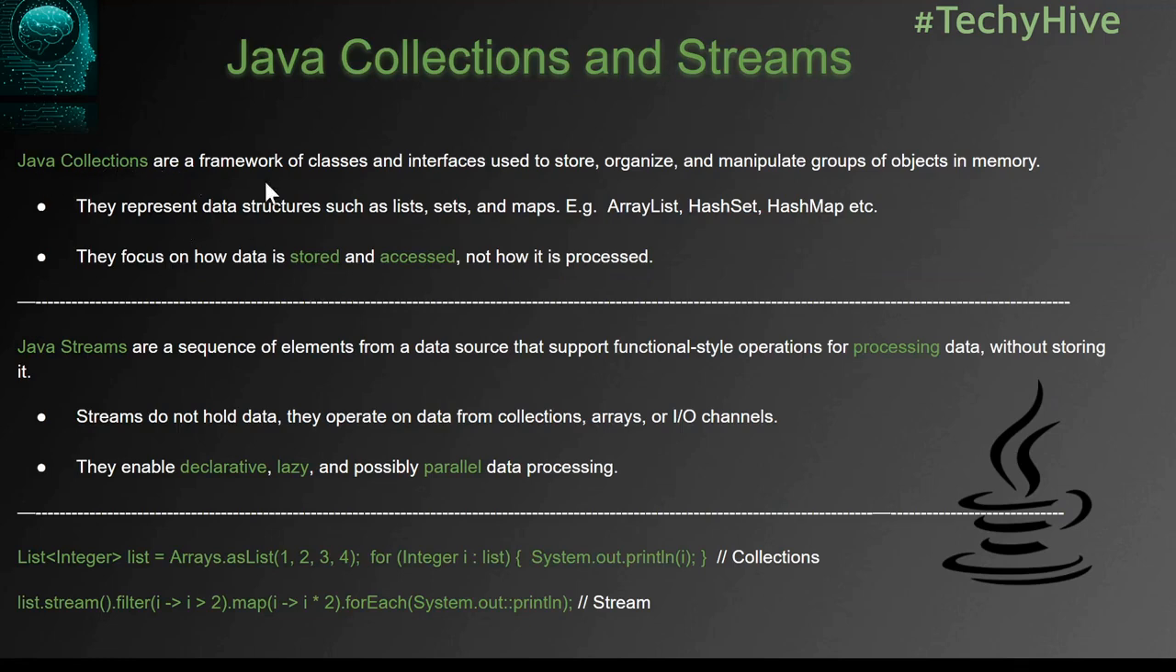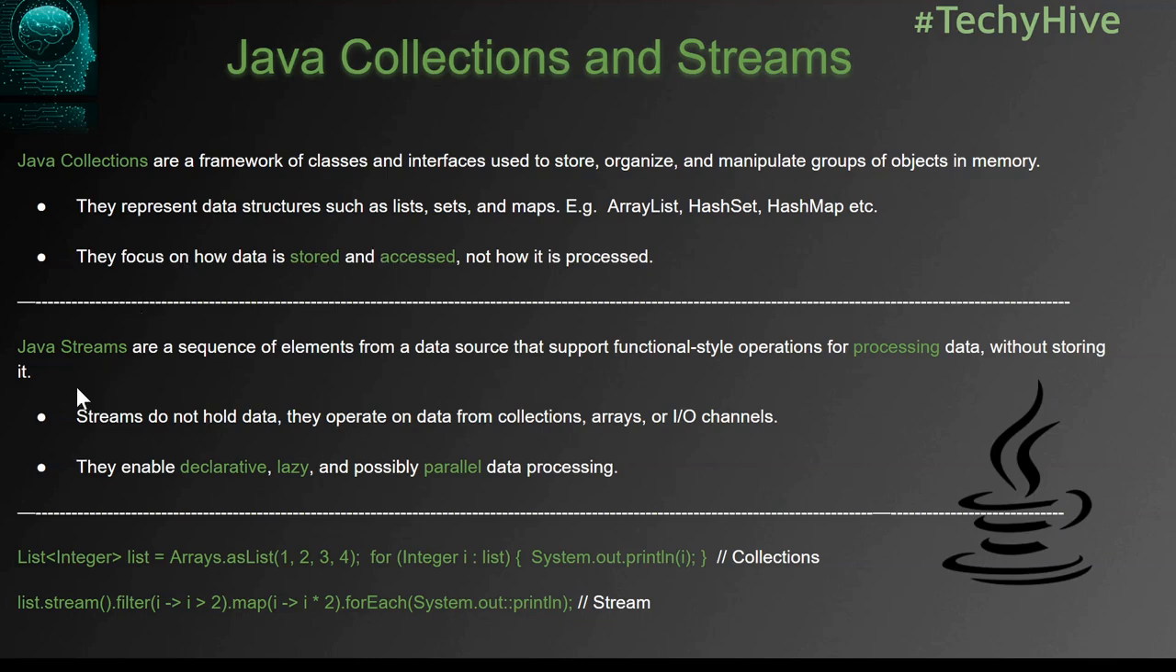Java collections are a framework of classes and interfaces used to store, organize, and manipulate groups of objects in memory. They represent data structures such as lists, sets, and maps. For example, array list, hash set, hash map, etc. are examples of the data structures. They focus on how data is stored and accessed, not how it is processed. So this is an important point regarding collections. They focus on how data is stored and accessed, and they don't tell how data is processed.